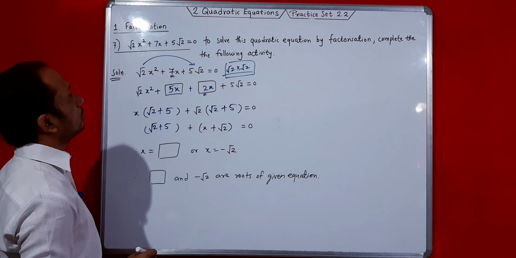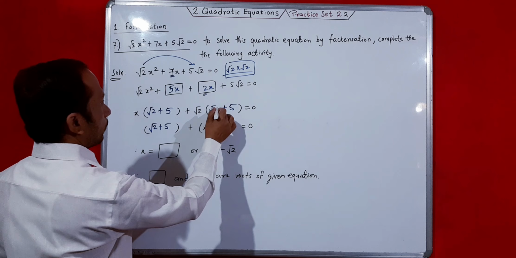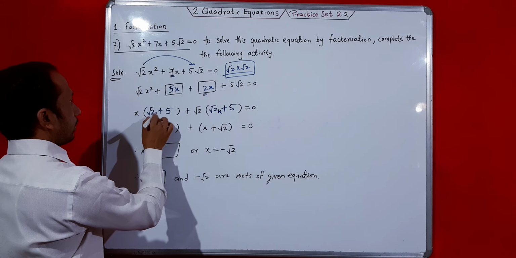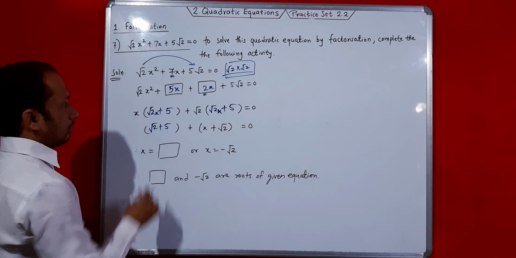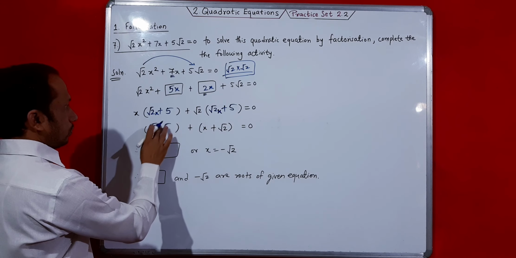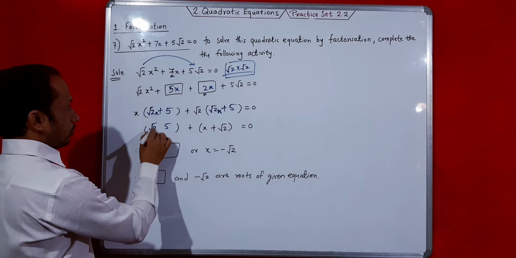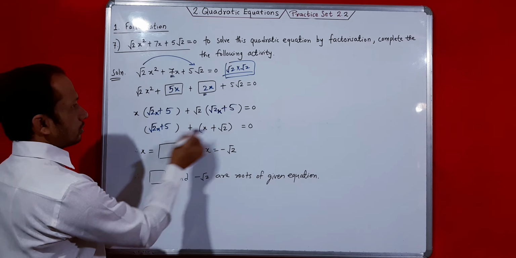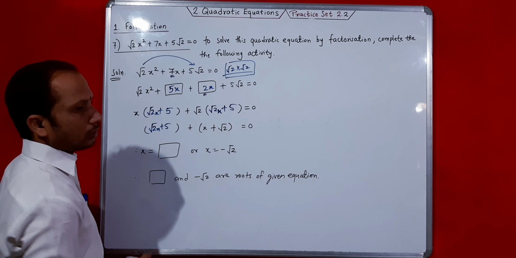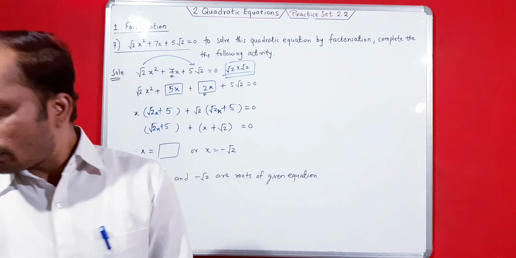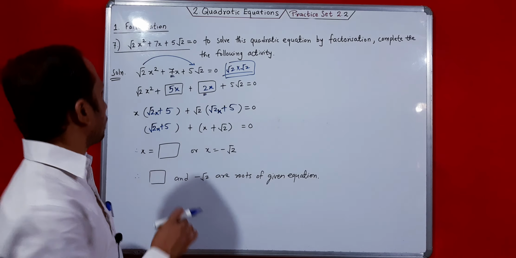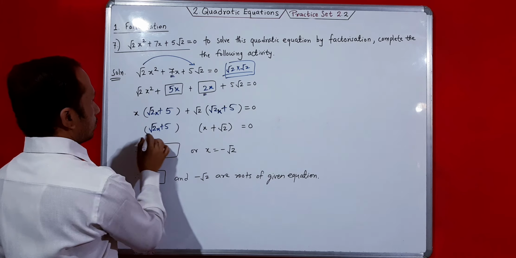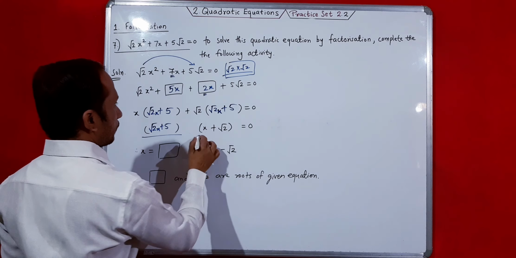Okay, root 2 x, root 2 and x is remaining, root 2 x, plus 5. So it is root 2 x plus 5. Okay, so you get factors. Now this plus this. There is no plus sign here, but here is a plus sign. So we got this root 2x plus 5 or x plus root 2.